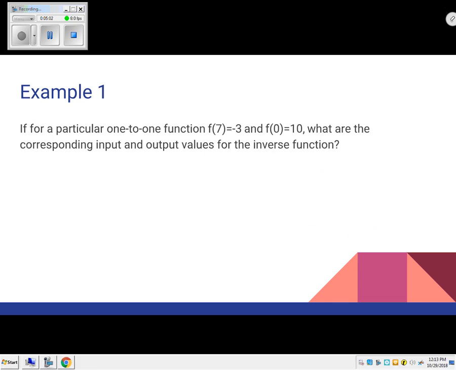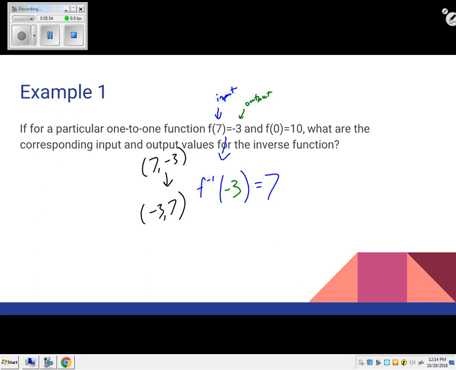We have a function, f of 7 equals negative 3, and f of 0 equals 10. I want to know what the corresponding inputs and outputs are for the inverse function. So my goal is to write this with the inverse notation. Remember, today all of my inputs and outputs are changing places. So what was the input right here? This 7 is now going to be my output down here in my notation, and what was the output is now going to be my input. What that means is just that I went from the point 7, negative 3 on my graph down to the point negative 3, 7 on the inverse. They're just flip-flopping places.